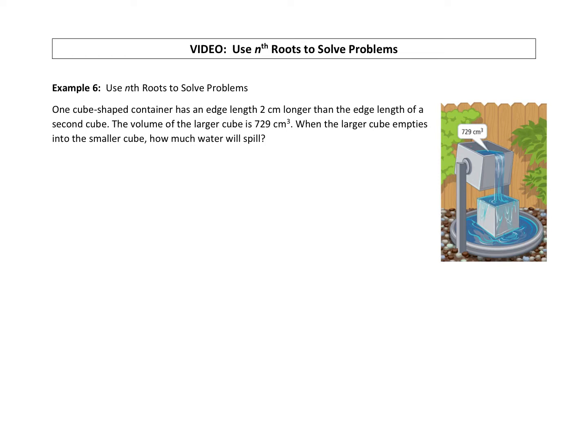So we've got the volume of the large cube. When the larger cube empties into the smaller cube, how much water will spill? A larger cube will have a larger volume than the smaller cube. So it makes sense that if this empties into this bottom one, once this fills, there's still water left over in the large cube that's going to spill over from the small cube.